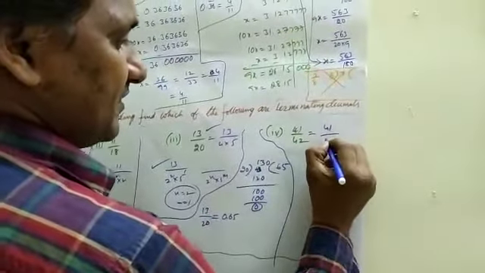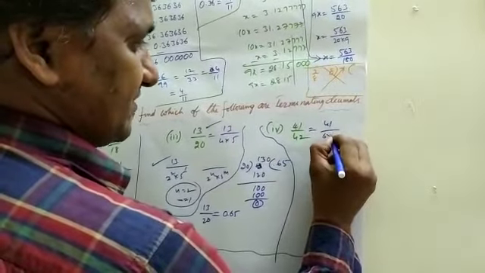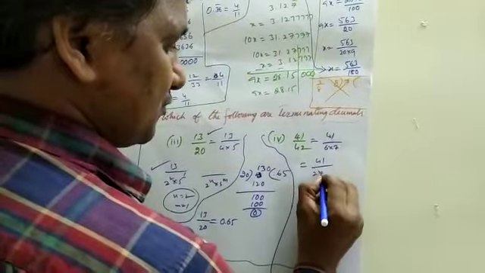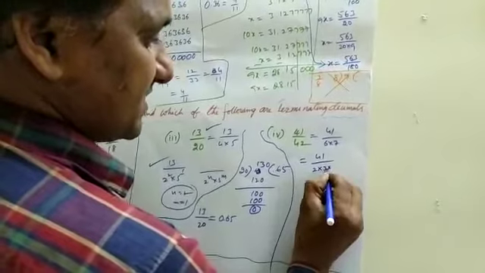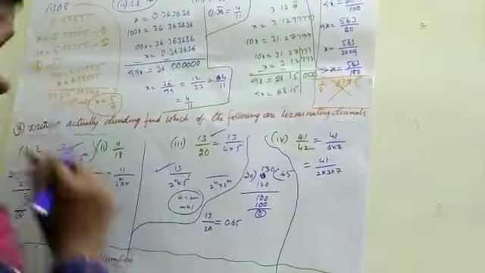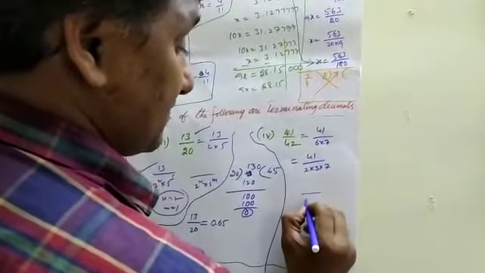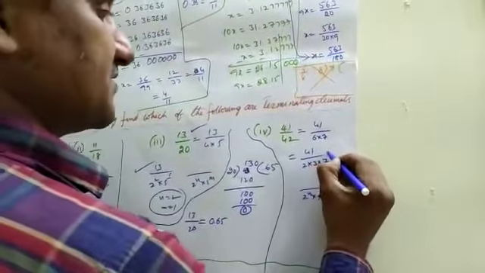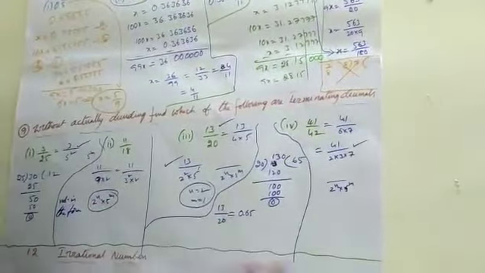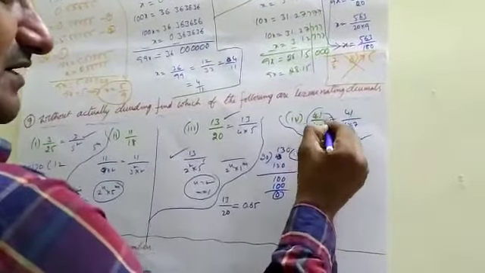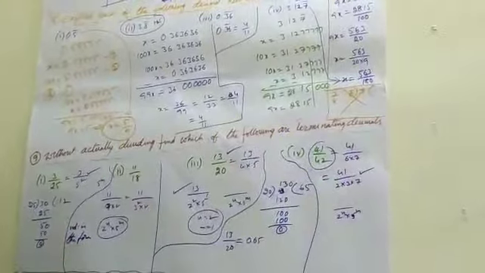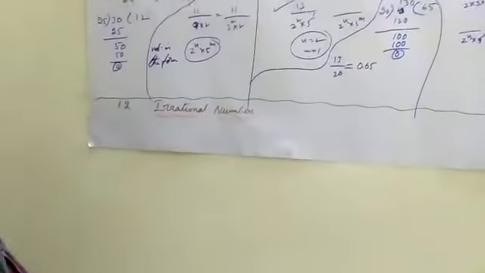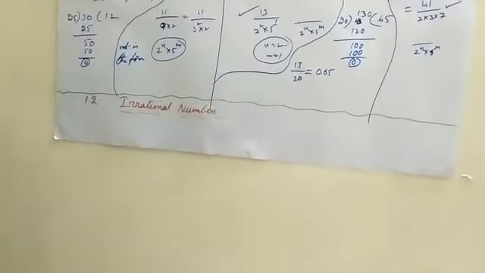Like 41 divided by 42. 6 sevens are 42, which means 2 into 3 into 7. The denominator portion is not in 2 power n into 5 power m. This means non-terminating. This is not terminating. This is non-terminating, repeating. Go to the irrational numbers.